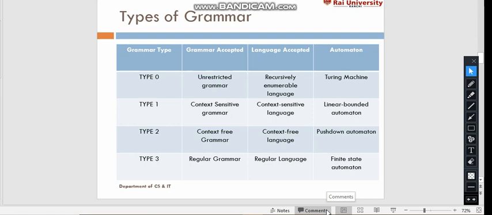In the previous classes, I have discussed the finite state automaton. What is a finite state automaton? How are strings accepted by the finite state automaton? Also, what are the different types of finite state automaton and the minimization of finite automata.